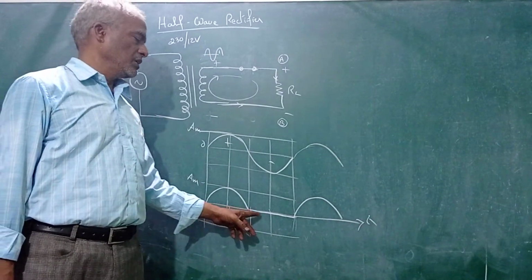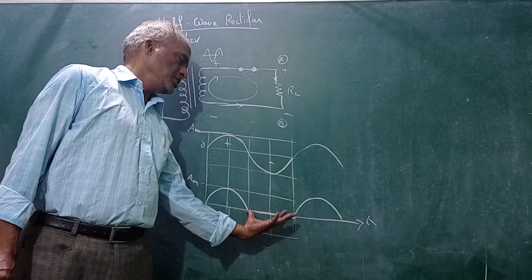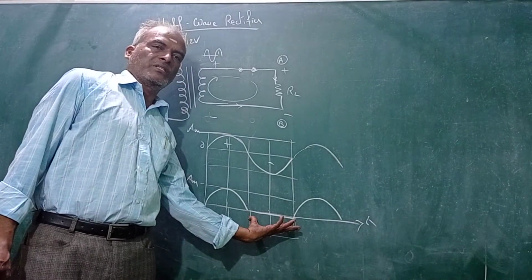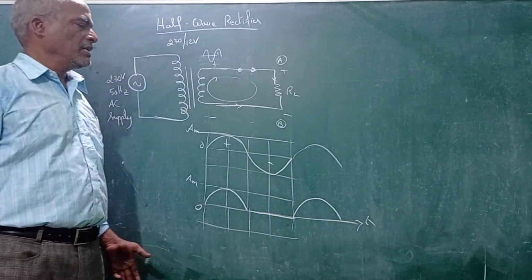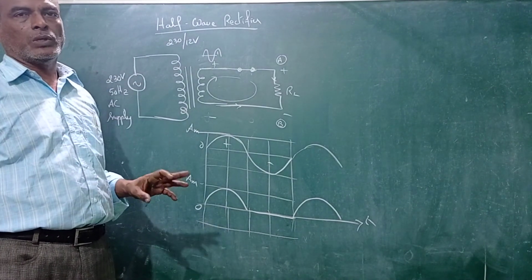Of course, the efficiency is lost during the negative half cycle because we have not used the negative half cycle. So in this case we get DC, but the efficiency is very low.